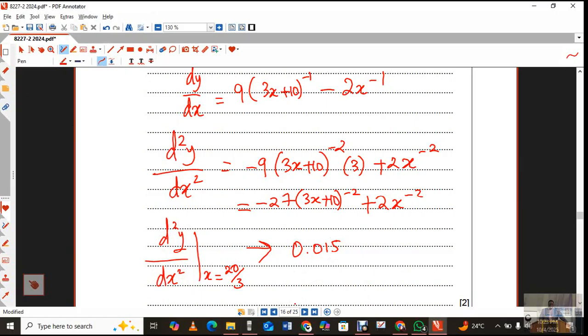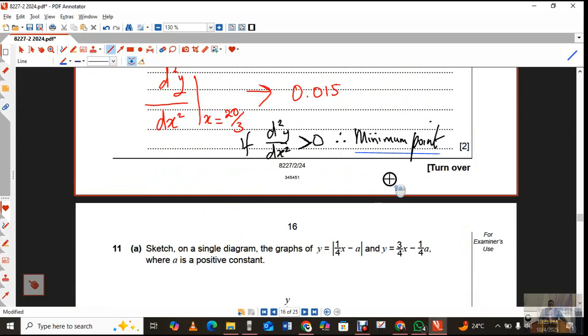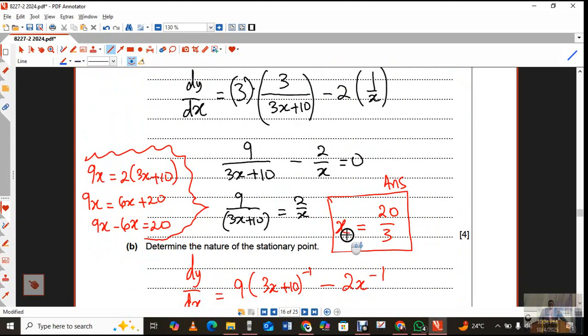So, what does that mean? It means if the second derivative is greater than 0, as this case will be, then that is going to be referred to as a minimum point. Minimum. That is the nature of that point when you are thinking of that graph. Okay, that is it as far as determining the nature of the stationary point is concerned.